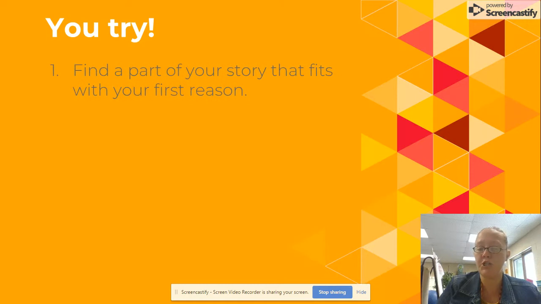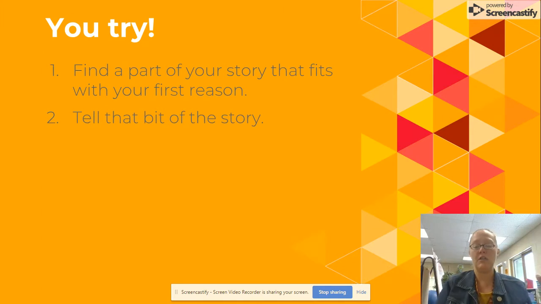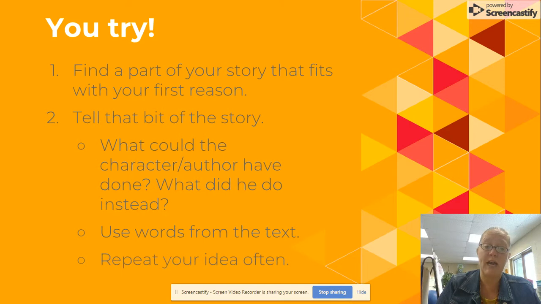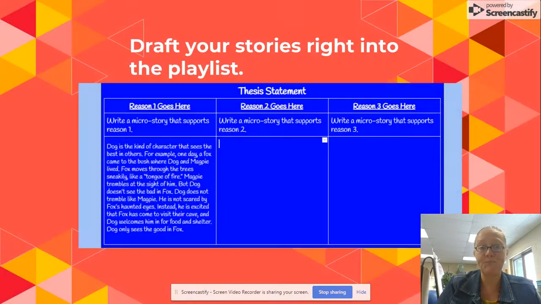So it is your turn to try now. First thing you're going to do is find a part of your story that fits with your first reason. And you're going to tell that bit of the story, a teeny tiny part, in a stretched out way. Think about what the character could have done or what the author maybe could have done differently to show the point that you're trying to make. Use words from the text and repeat your idea often. Repeat your reason and your thesis multiple times throughout each piece of evidence.